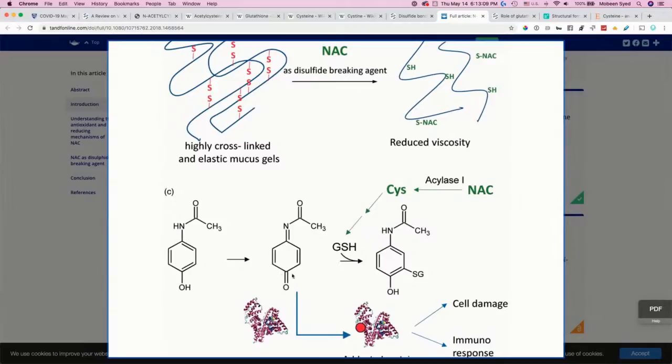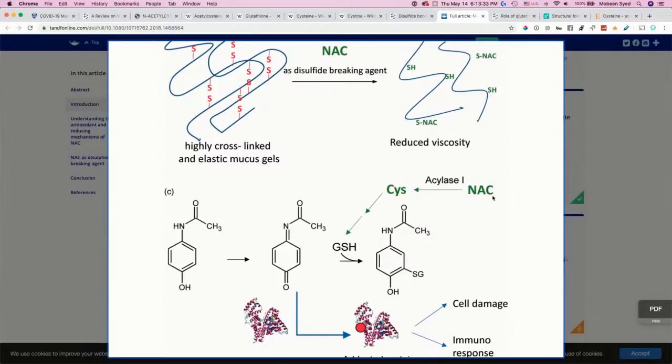Now, this metabolite of paracetamol or Tylenol is further oxidized by GSH. But if GSH itself is depleted because there is too much of the toxic substance, then we would start getting the toxic effects of the metabolites.